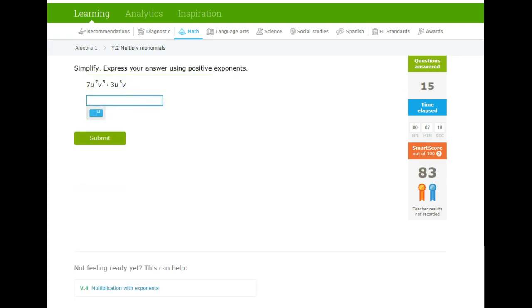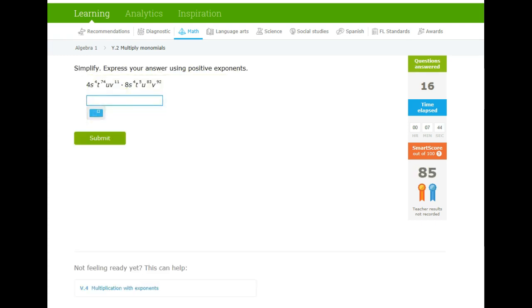So right here, multiply the coefficients 7 and 3, which is 21. u to the 7 and u to the 6 is u to the 7 plus 6, which is 13. And then b to the 5th and b to the 1st is b to the 5 plus 1, which is b to the 6th power. It should be right.